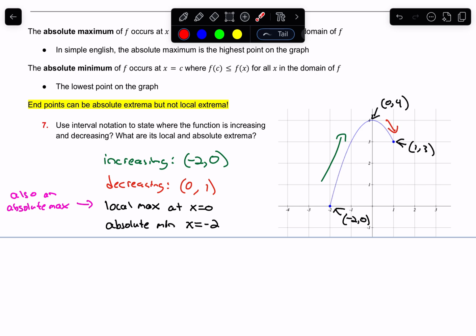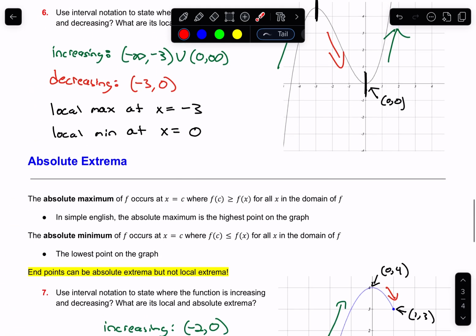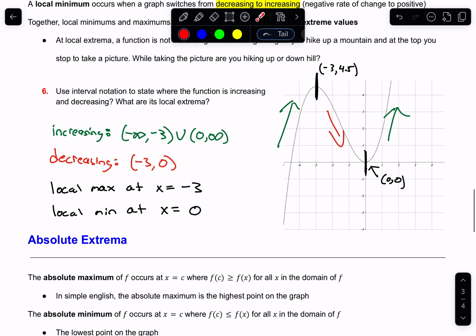Now, one other thing that I don't have mentioned here is that it's possible to have no absolute max or minima. So if we look at the previous graph, notice that the left side keeps going down forever and the right side keeps going up forever. So what that means is there actually is no absolute max or min, because we always have a lower point somewhere on the left and we always have a higher point somewhere on the right.